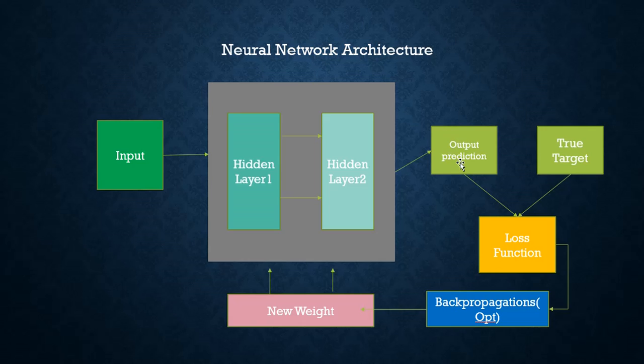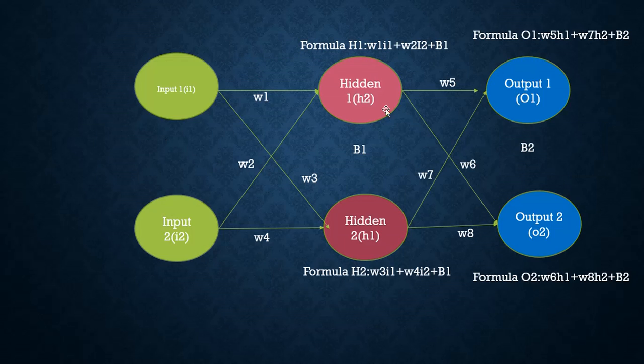This output is compared, using the loss function, with the target value. We know the true target value. While training, this process will continue a number of times until the loss function is reduced. If the loss function is very high, it will go to back propagation and adjust the weights, as I said in the earlier slide. This is how the cycle will repeat a number of times.